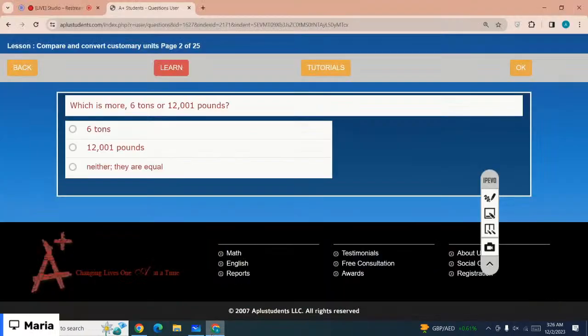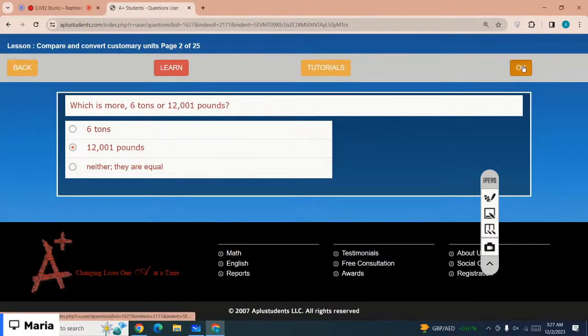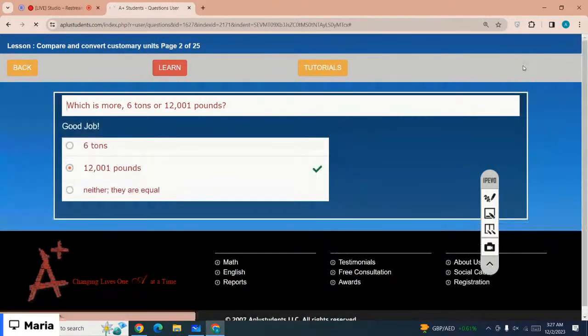Convert the value that is in tons to pounds. You have 6 tons, right? Convert this 6 tons to pounds. So you have to do 6 times 2000, right? And 6 times 2000 is 12,000. So 12,001 pounds is more than 12,000. So the correct option is option number 2. 12,001 is more than 12,000, right?